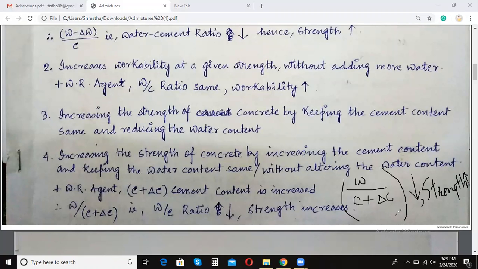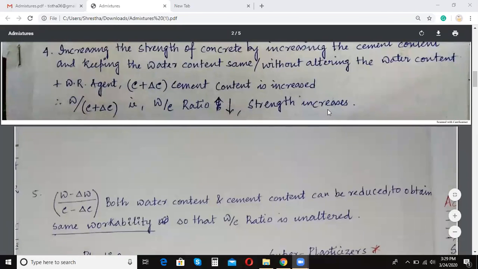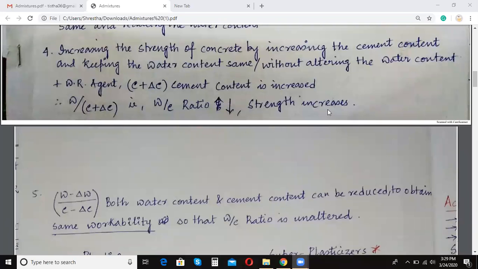Okay, so this is the summarization of the fourth point. Now we have another point. Okay, now we have the fifth point, and what does it say? It says that we can reduce the water content as well as reduce the cement content, and we can obtain the same amount of workability, right? So we are not altering the water cement ratio. Water cement ratio is remaining same, and at that same water cement ratio, what are we getting? We can achieve the same workability.